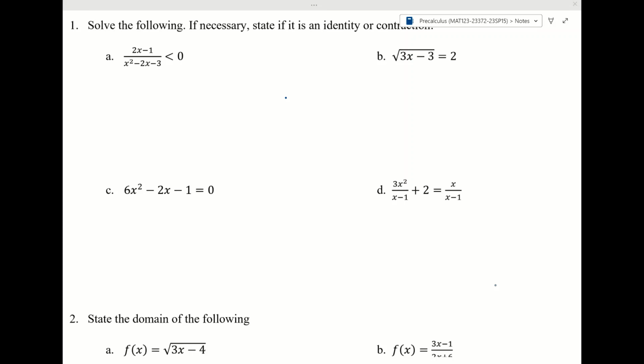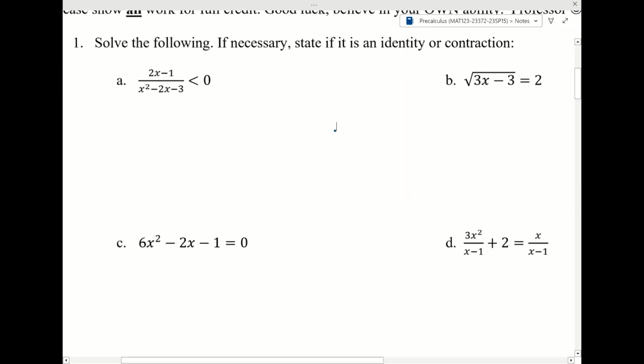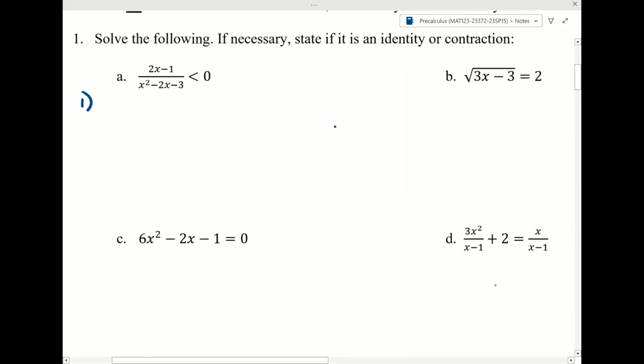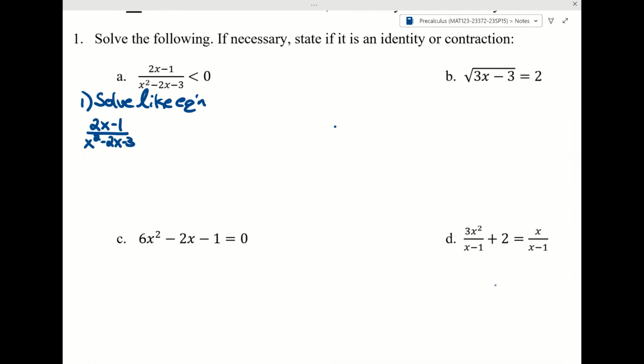This is a rational inequality, and we said the way that we solve these, there's 4 steps. First step is we solve it like an equation. And the way that we solve it like an equation is we just say (2x minus 1) over (x squared minus 2x minus 3) is equal to 0. And then we could just cross multiply to solve this.